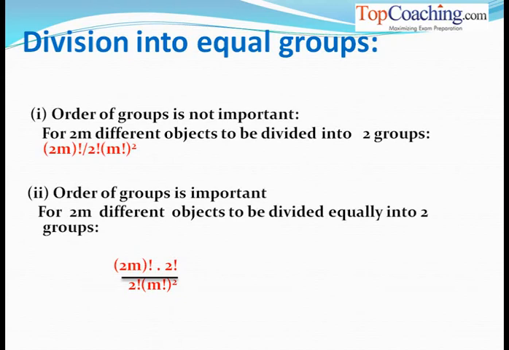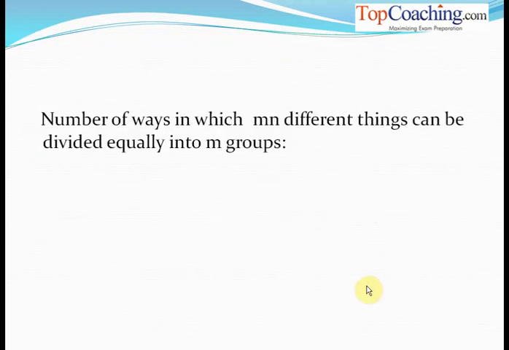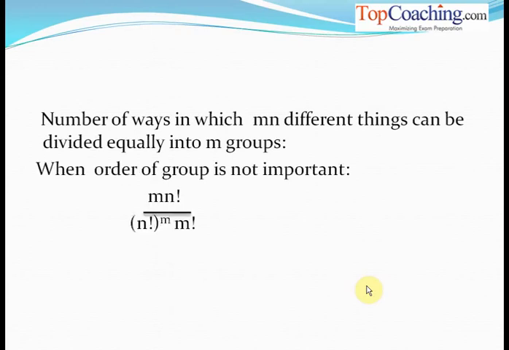So on similar lines, we can say that the number of ways in which m into n different things can be divided equally into m groups is, when order of group is not important, in that case mn factorial divided by (n!) to the power m into m factorial. Why? Because we are dividing m into n different things into m groups. So each group contains n objects. So when we write the formula, we get as (mn)! divided by (n!) to the power m divided by m!.